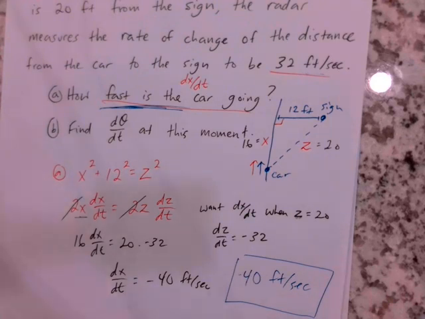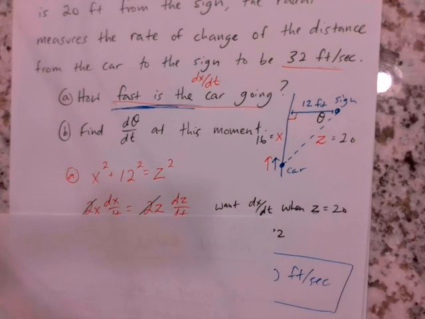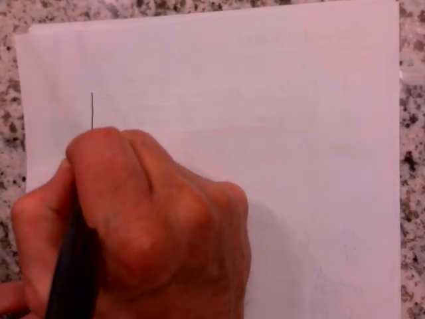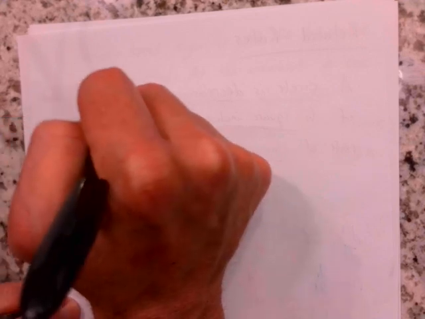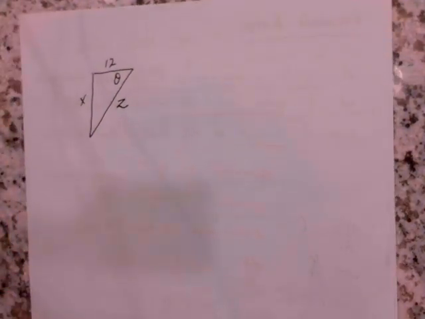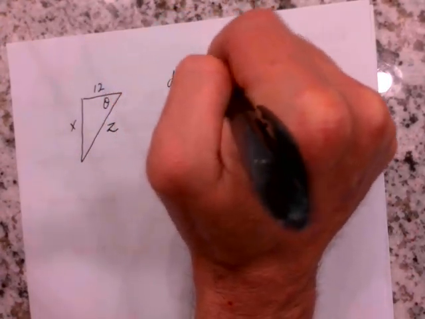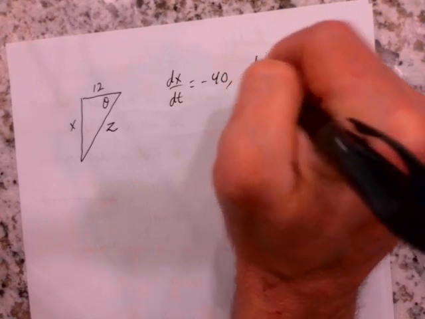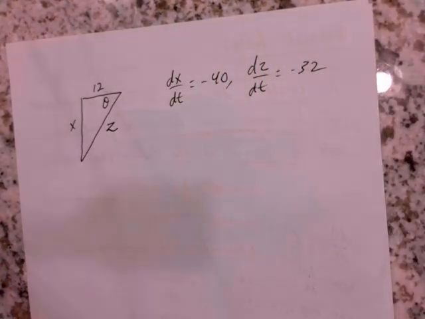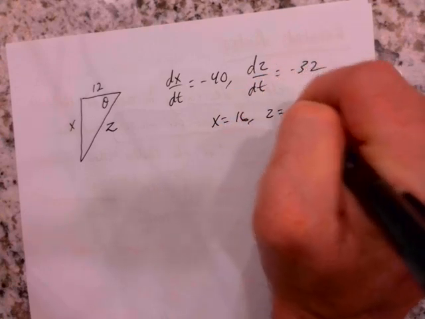Now for part B, find how fast the angle theta is changing. We're going to put theta right here. So I'm just going to redraw the picture a bit. And again, feel free to press pause and solve this on your own if you would like. It's at the same moment as the last problem. So we know that dx dt is negative 40, dz dt is negative 32. We know that x was 16 and z was 20.